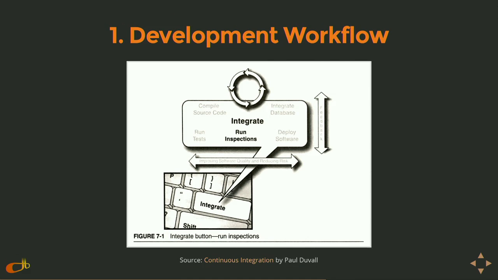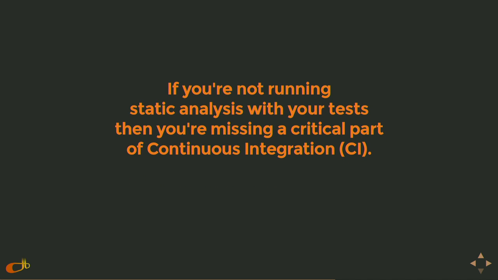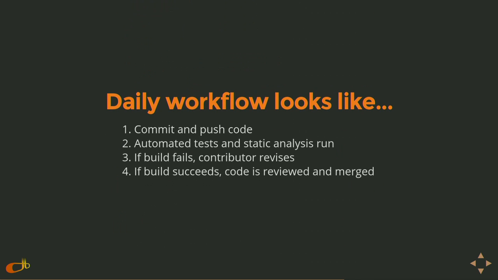Looking at the first one, this diagram comes from Continuous Integration, a book written by Paul Duvall. Very good book. Essentially, it's talking about at what point you tie static analysis into your development workflow. You tie it in when you run your tests. So when you run automated testing, you should also be running inspections. If you're not running static analysis with your tests, then you're missing a critical part of continuous integration, and you're wasting time. So what does this look like?